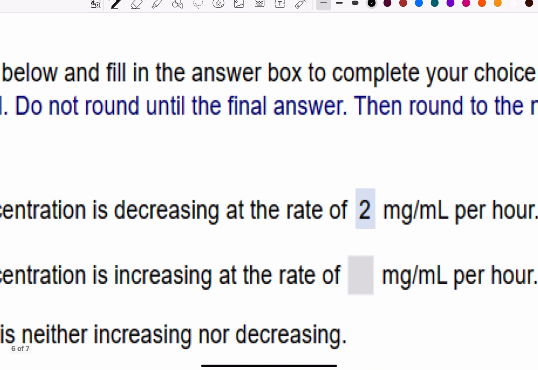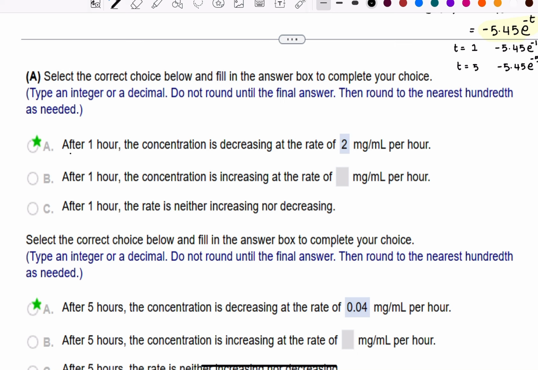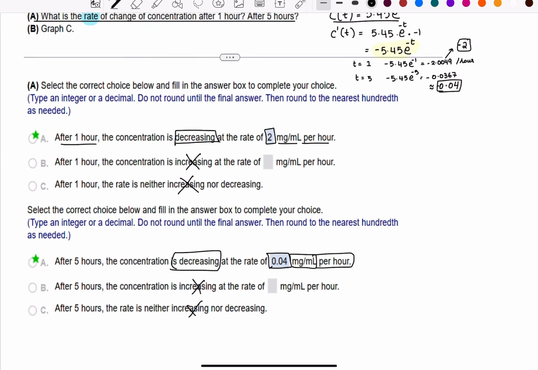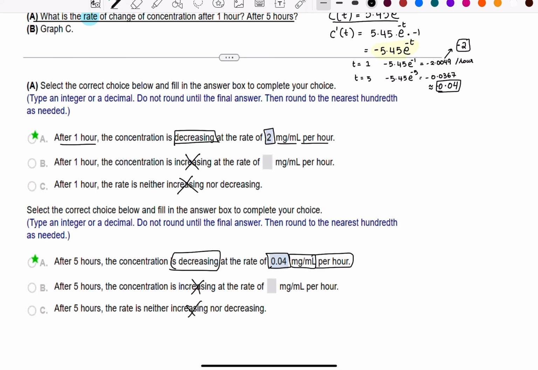So let's take a look. After 1 hour, the concentration of the drug is not increasing. The drug's concentration decreases. You can take an example of Tylenol or anesthesia to make more sense of it, at the rate of 2 milligrams per milliliter per hour. After 5 hours, it's not increasing, it's still decreasing at 0.04 milligrams per milliliter per hour. So that negative sign just tells you that the concentration of the drug is reducing.